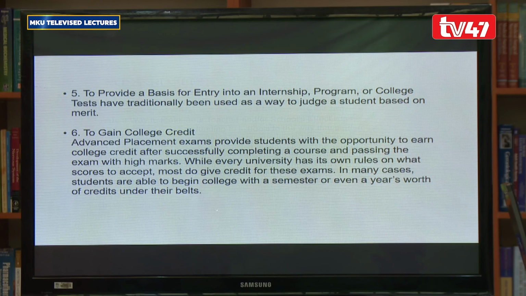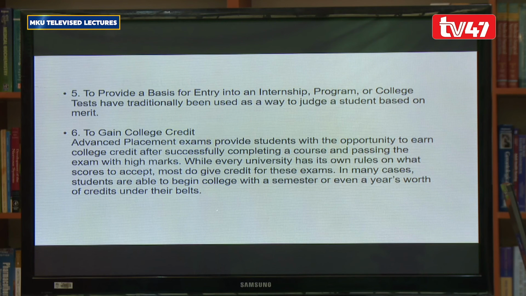Then fifth, tests are used to provide a basis for entry into a higher level of learning, into employment, into internship, and so on and so forth. A student who scores a certain score is placed in a level of learning where they are supposed to be placed, having been determined by the score that they have scored.